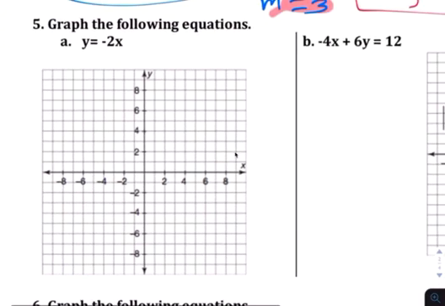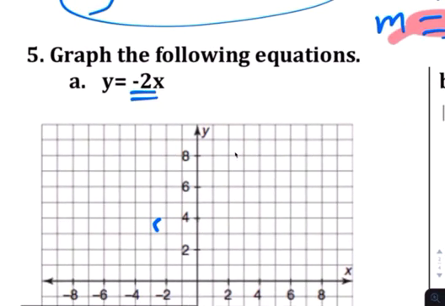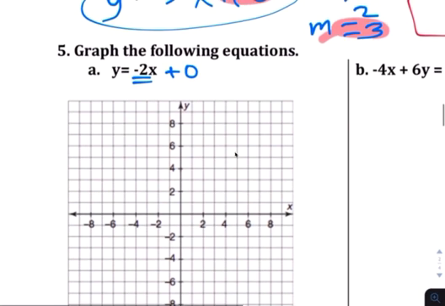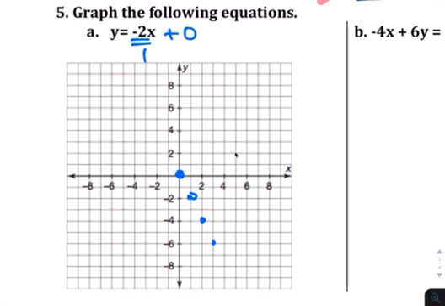Graph that. If there isn't a y-intercept, this is called the rate, or rate of change, or slope. And it starts out at 0 right here. Go down 2, right 1. Down 2, right 1. Go the other way. And then that's your line.